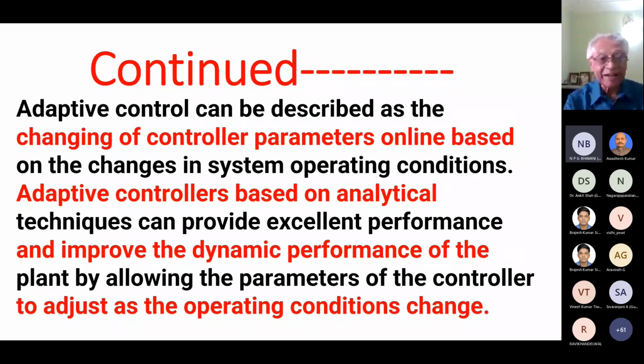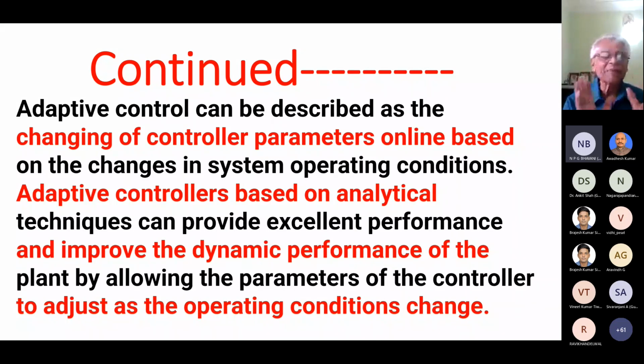Adaptive control can be described as the changing of controller parameters. Naturally, the controller parameters are being changed online, because earlier it was built into the system with the help of certain hardware. When microprocessors, microcontrollers, and even computers were there, it was programmed in such a way that it would take care of the controller parameters. It was changing, but nowadays it is one more step ahead in automation, and the parameters are changed online based on the changes in the system operating conditions.